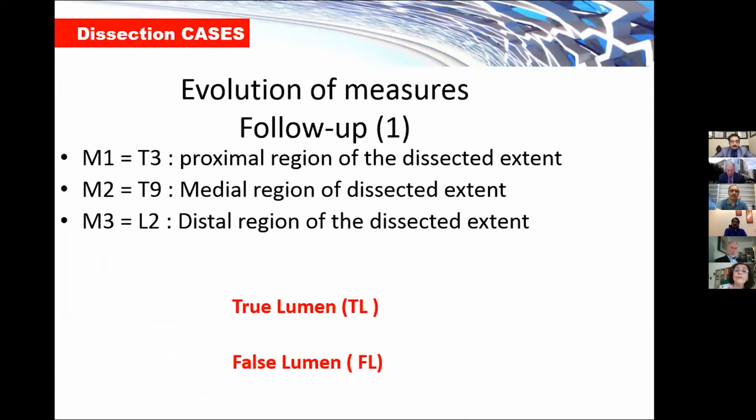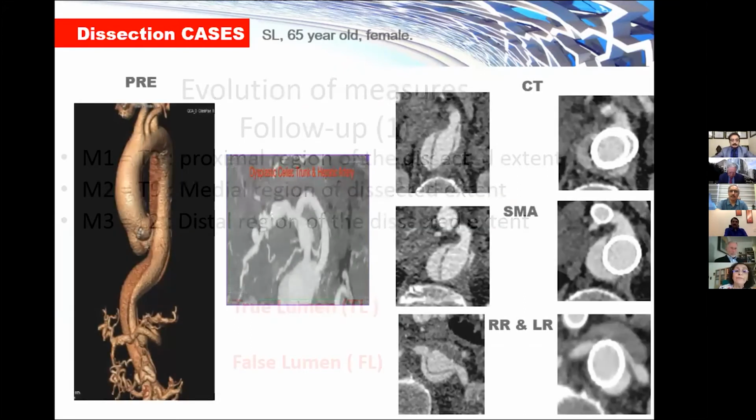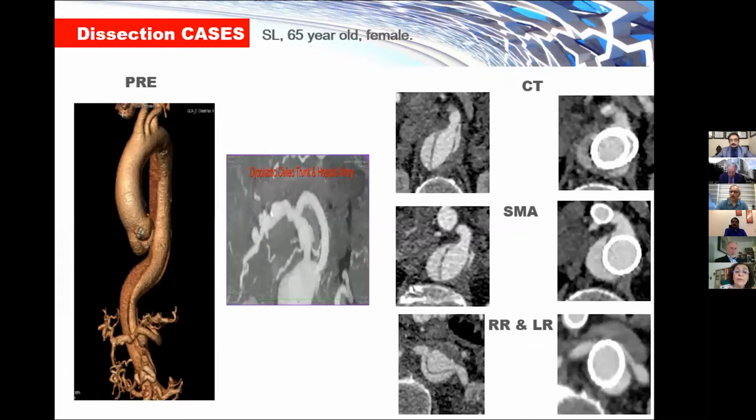To evaluate the evolution of the dissection, we do 3 measures at the proximal, medial, and distal regions for the true and false lumen. This case is a woman with known type B dissection and medical treatment. 1 year after that, she complained of back pain, and the CT scan showed the increase of the false lumen and dysplastic aspect of the left subclavian artery, SMA, and celiac trunk. We decided to treat both branches and aorta.